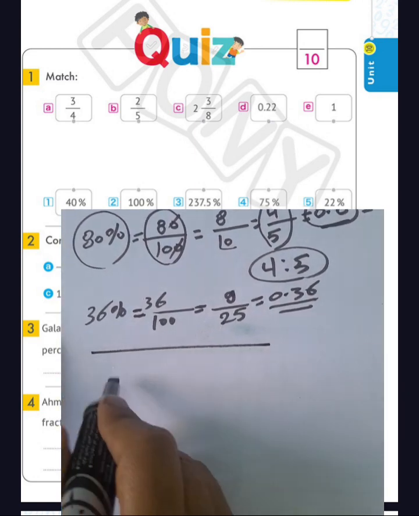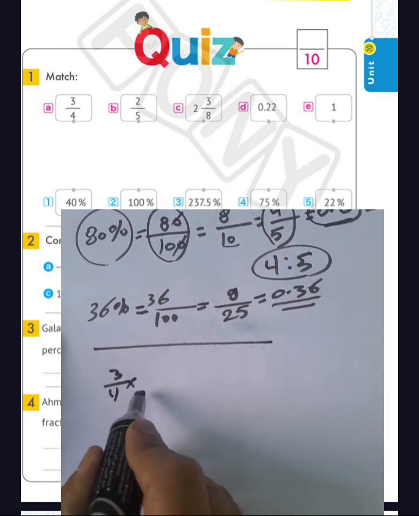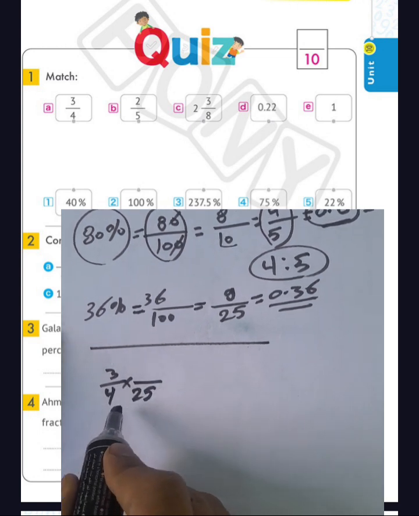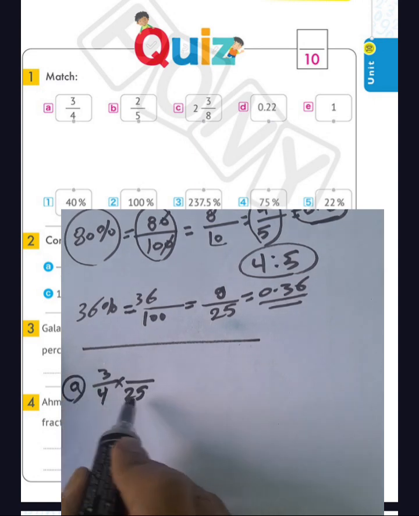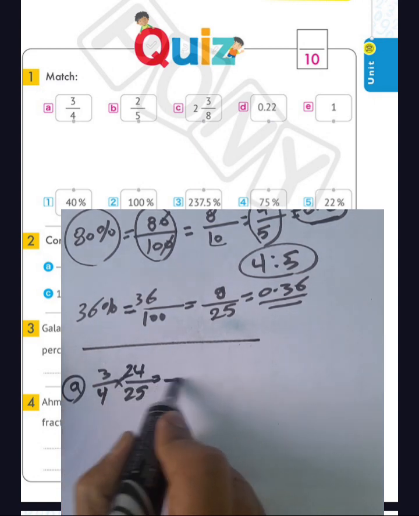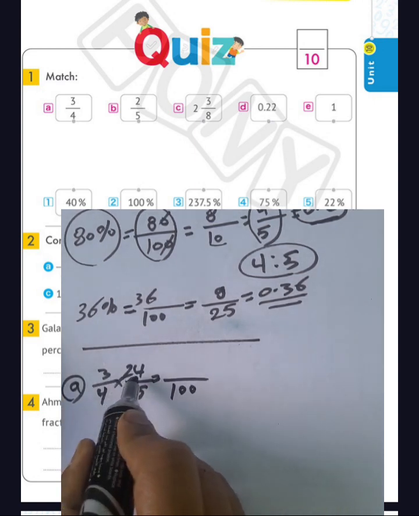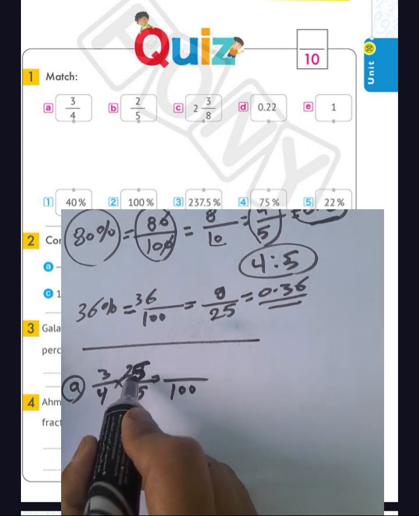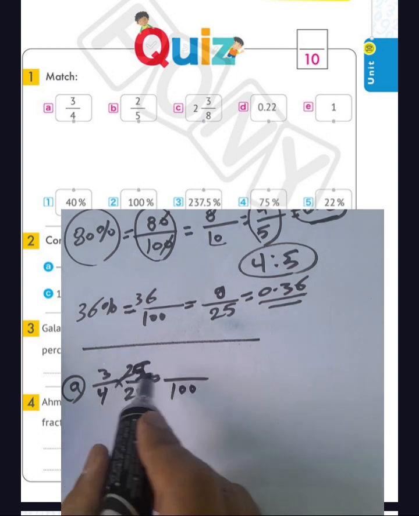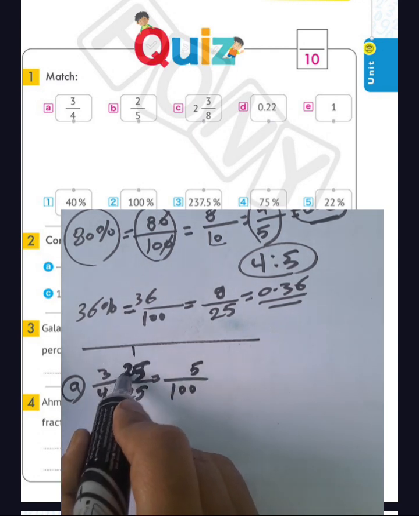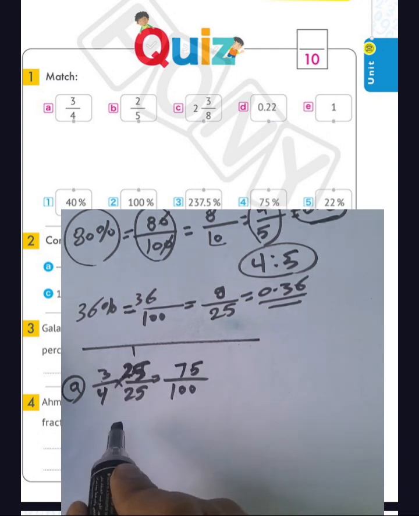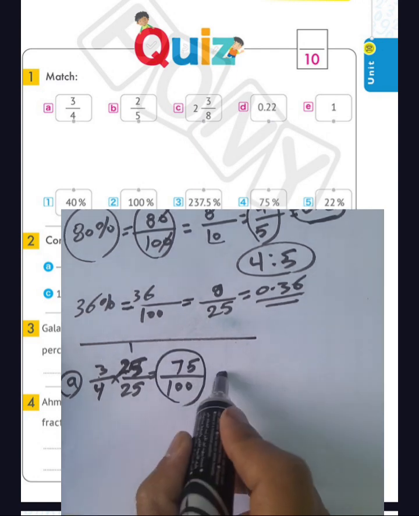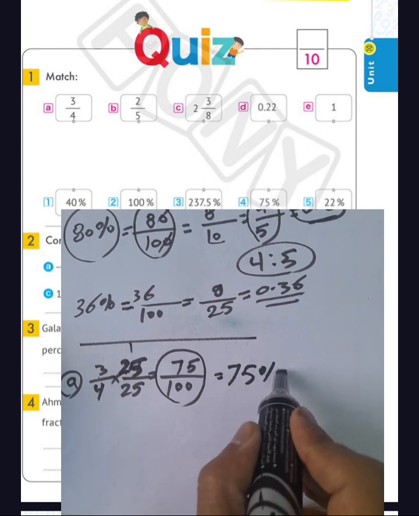What about 3 over 4? We can convert 3 over 4 to a percentage by multiplying the numerator and denominator by 25, because 4 times 25 equals 100 and 3 times 25 equals 75. Then the result will be 75 over 100. It will be 75%. And what about letter B?